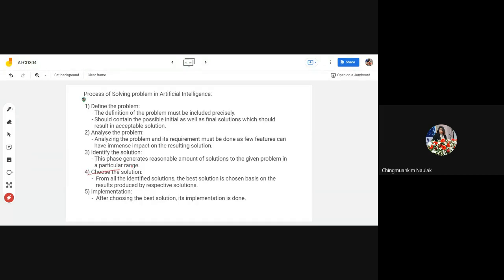And the fourth step is to choose the solution. After generating all the possible solutions, you choose the optimal solution. This is done on the basis of the results produced by the respective solution. And the last stage is implementation. Once you have identified the solution and chosen the optimal solution, you start with the implementation. Okay, that's all about this.